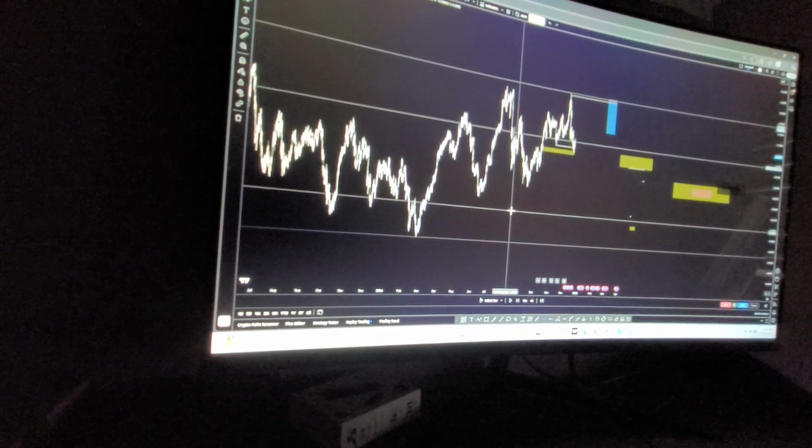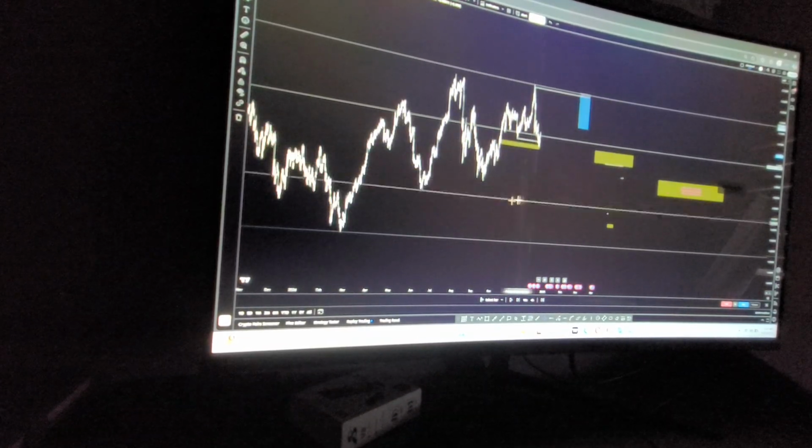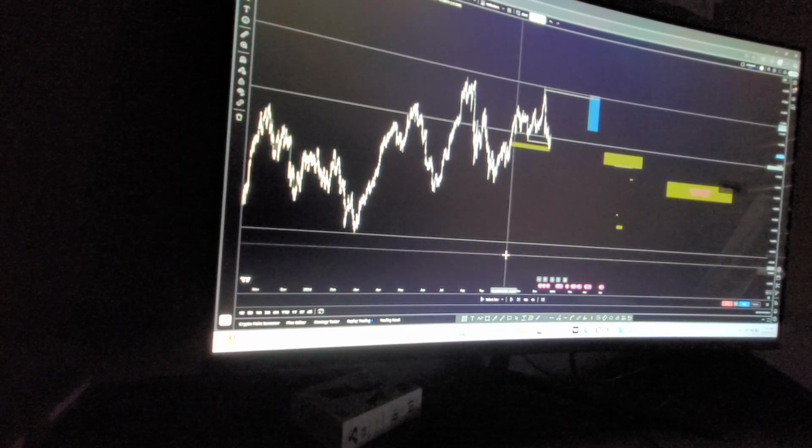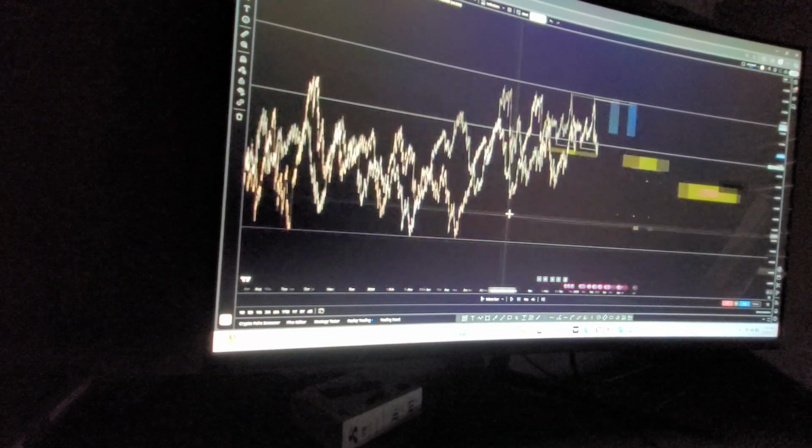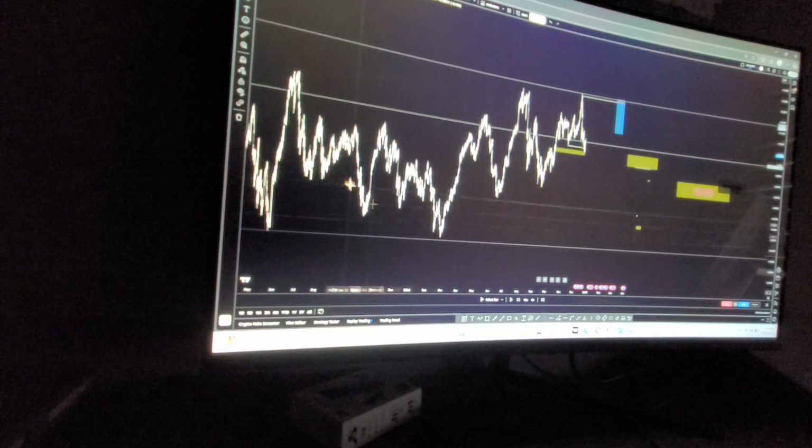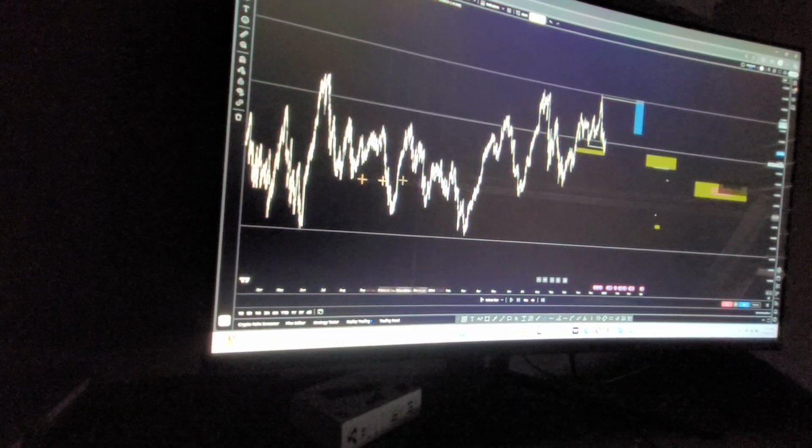How do I figure out where my inducement is? So first of all, what I want to notice is what my basic market structure is telling me. My basic market structure is telling me that we are bullish, right? You guys should see this.